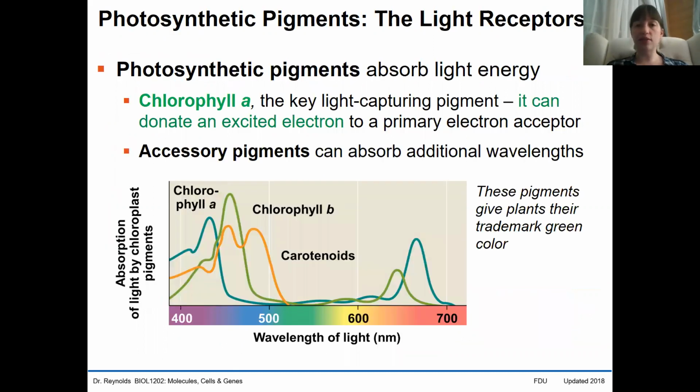Photosynthetic pigments thus absorb light energy. Chlorophyll A is an extremely important and key light capturing pigment, as I'm about to show you in a minute. It is the only one that can donate an excited electron. All other pigments, which are going to be found on the exterior of these systems, they simply transfer energy.